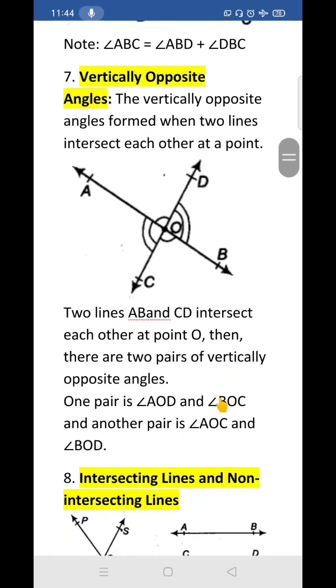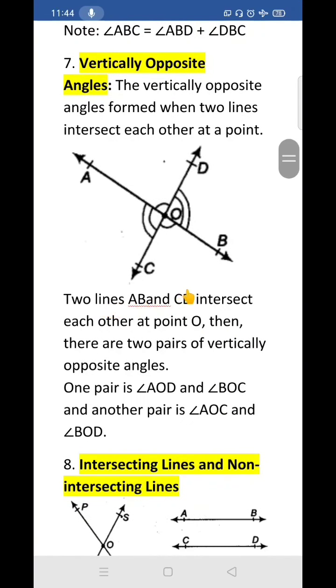Okay, so now here you can see in this example, two lines AB and CD are intersecting at a point O, isn't it? So here the angles formed are called vertically opposite angles. One pair of vertically opposite angles is angle AOD and angle COB, and the other pair is angle AOC and angle DOB. So these are the pairs of vertically opposite angles.